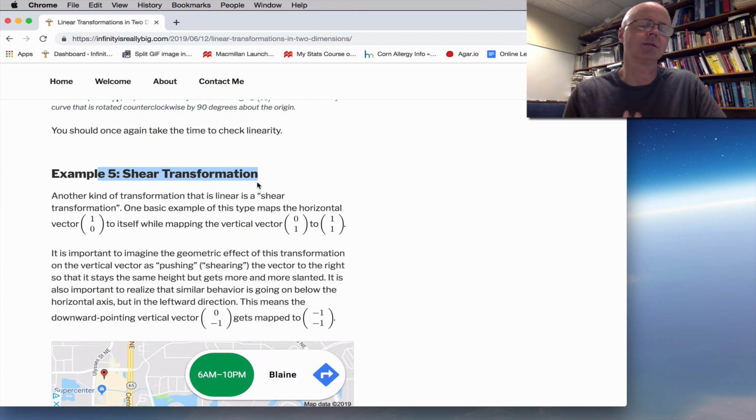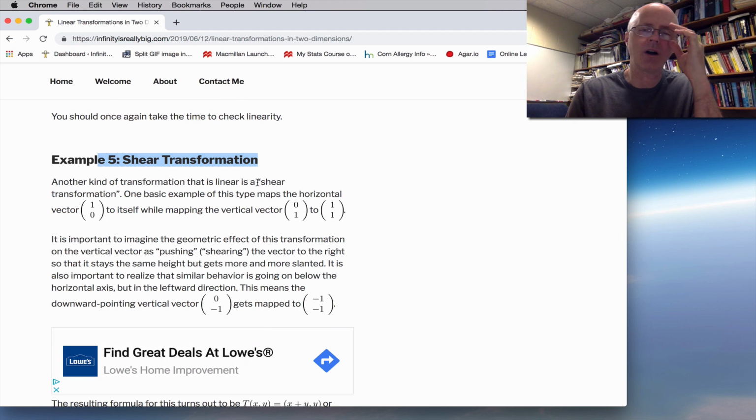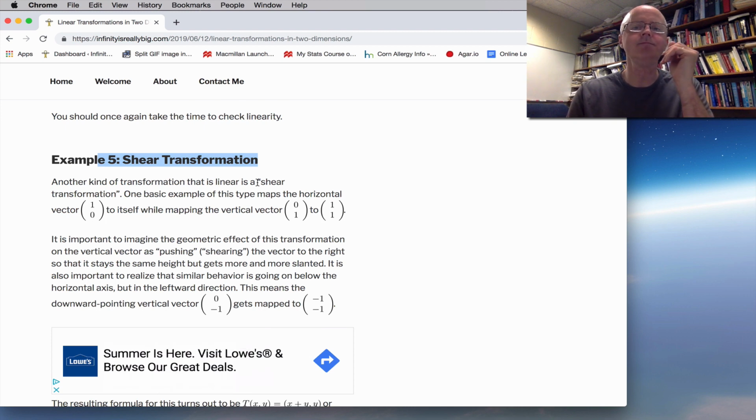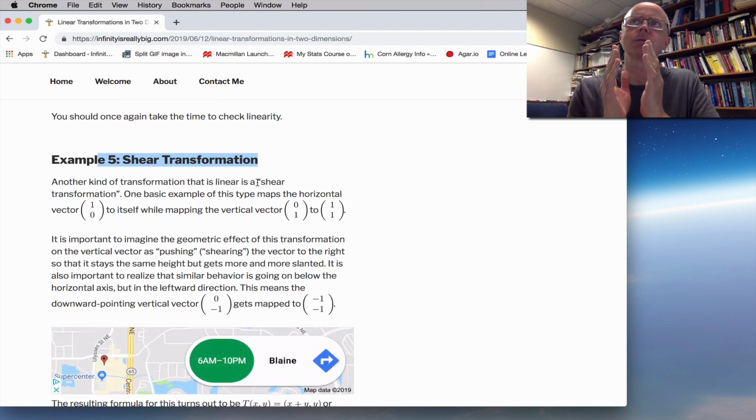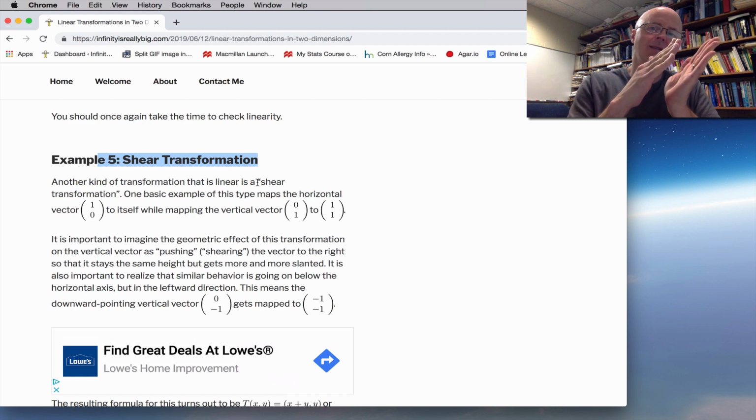I'm not sure why it's called a shear transformation, but that is the common name given to it. This one's a bit harder to describe. It's actually best initially described in terms of what it does to, say, a square whose base is on the horizontal axis and whose lower left corner is at the origin. It's going to deform this way. That's what's going to happen.